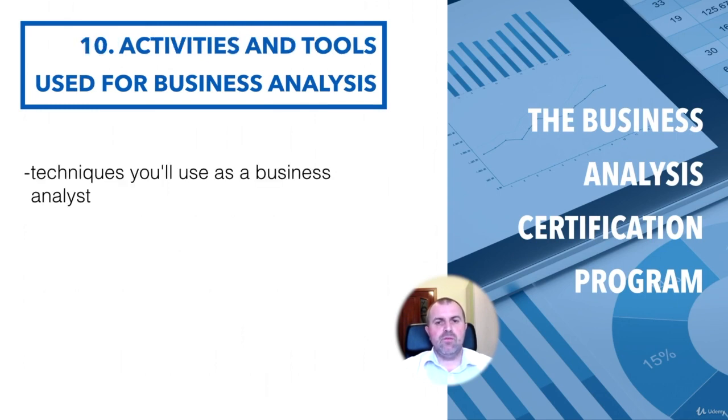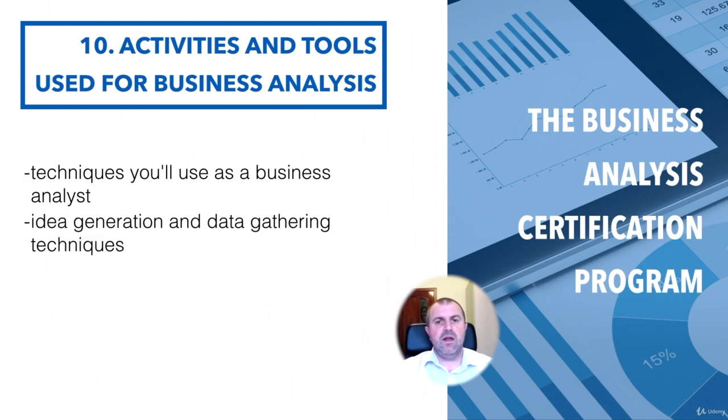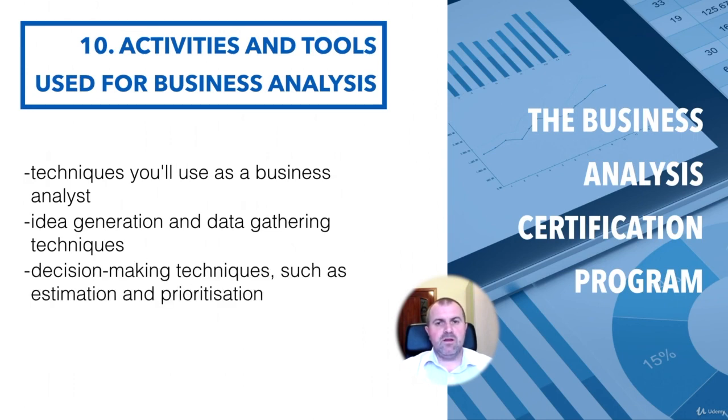In the 10th course, the one called Activities and Tools Used for Business Analysis, we'll continue to look at many of the techniques you'll use as a business analyst. The categories of techniques covered in this course include idea generation and data gathering techniques that you can use with groups such as brainstorming, collaborative games, and workshops. We'll also look at decision-making techniques such as estimation and prioritization. Finally, we'll talk about several tools used for business analysis, such as backlog management, balanced scorecard, and business model canvas.